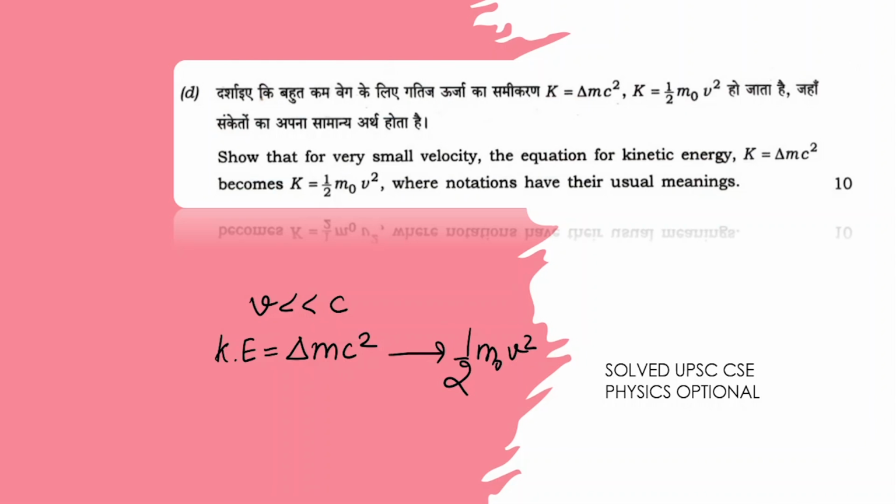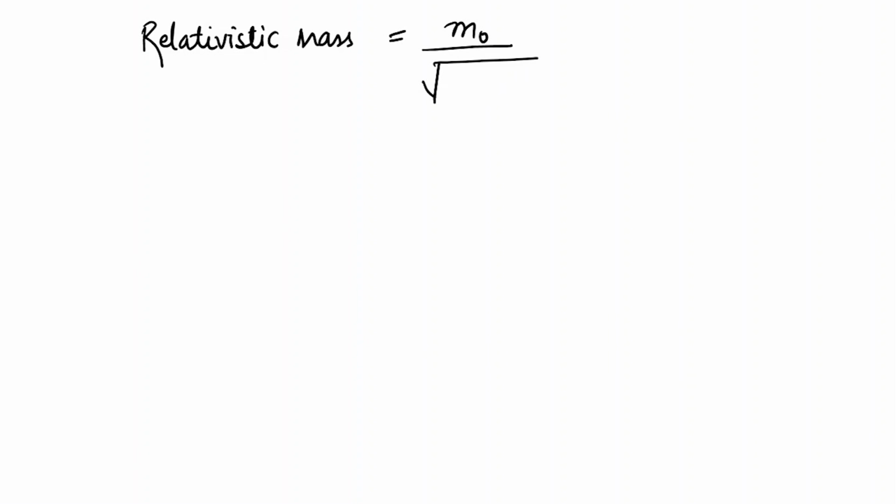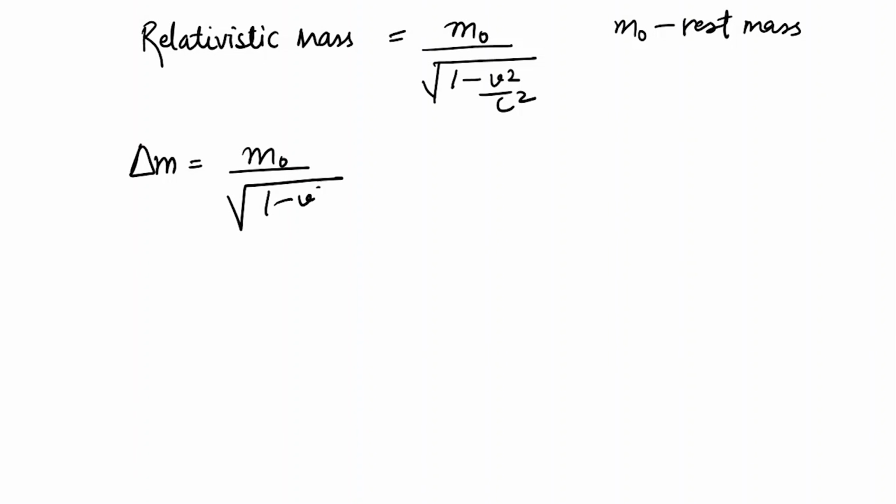So let's prove this. We know the concept of relativistic mass, which is equal to m naught over gamma, where gamma is root 1 minus v square by c square, and m naught is the rest mass. So this delta m is equal to the relativistic mass, that is m naught over root of 1 minus v square by c square, minus m naught.